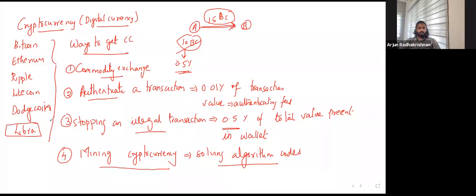All right. So these are the different ways you can get cryptocurrency. And this algorithm code is not very easy to solve. They are difficult codes to solve, and you have to be an expert in solving these codes. So it is called an expert tool. Bitcoins or any cryptocurrency is an expert tool, because an ordinary person cannot just go and mine and come back with cryptocurrency. It's not possible. It is an expert tool.